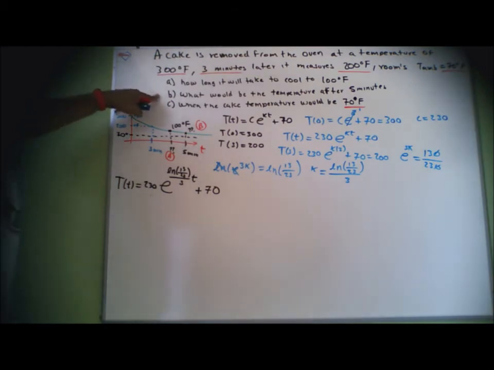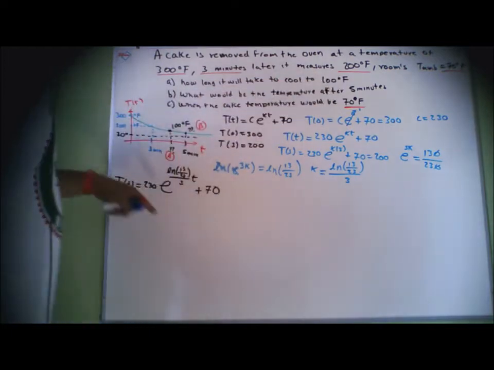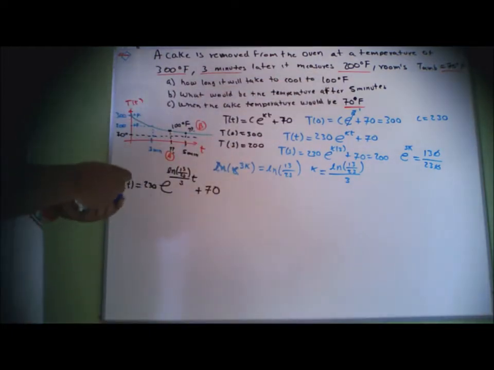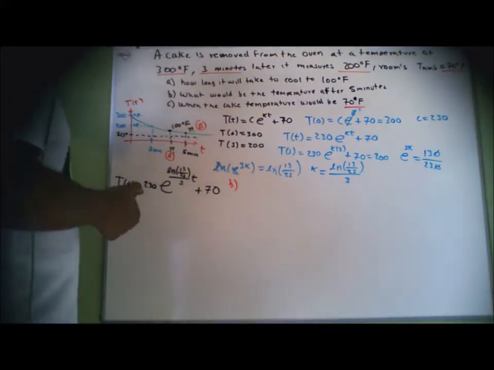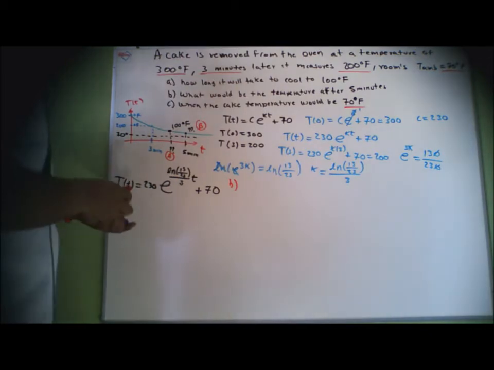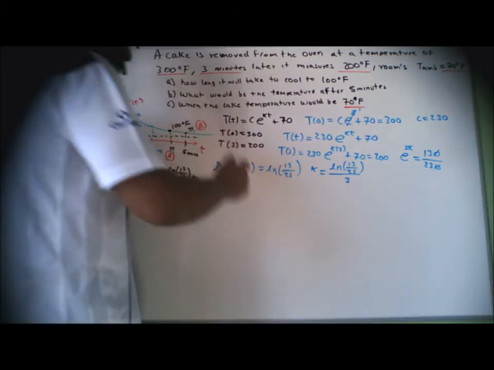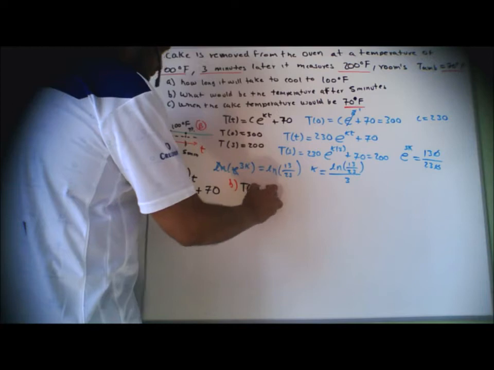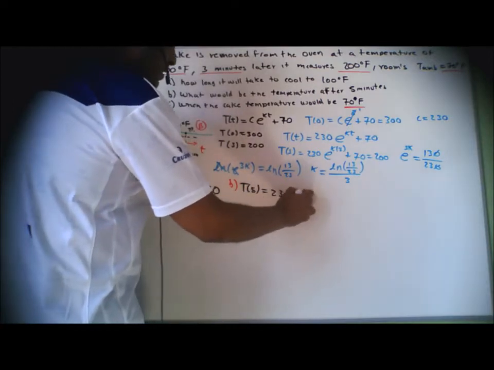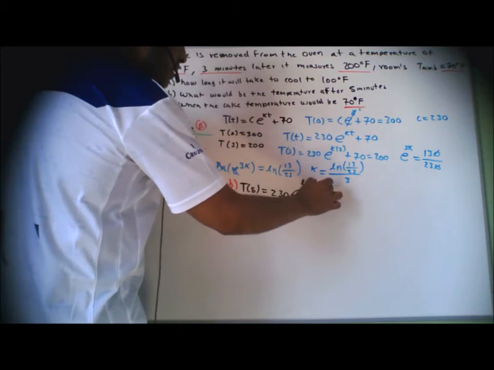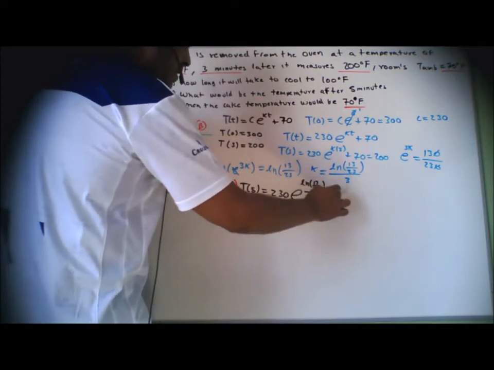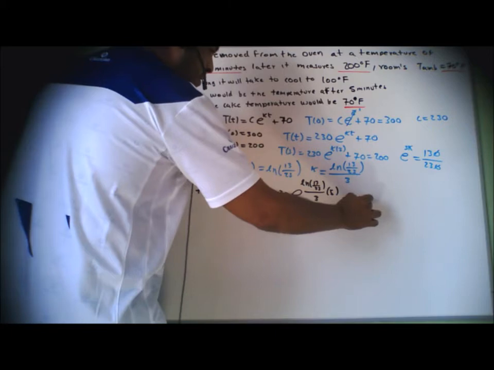Part B is the easiest because you are given the time and you calculate the value of the temperature. So let's do part B first. You just replace the value of 5. So the temperature is T of 5 equals 230 times the exponential of the natural log of 13 over 23 divided by 3, times 5, plus 70.